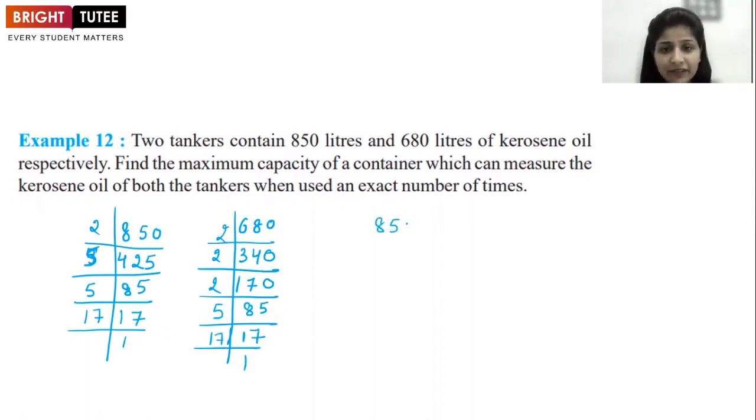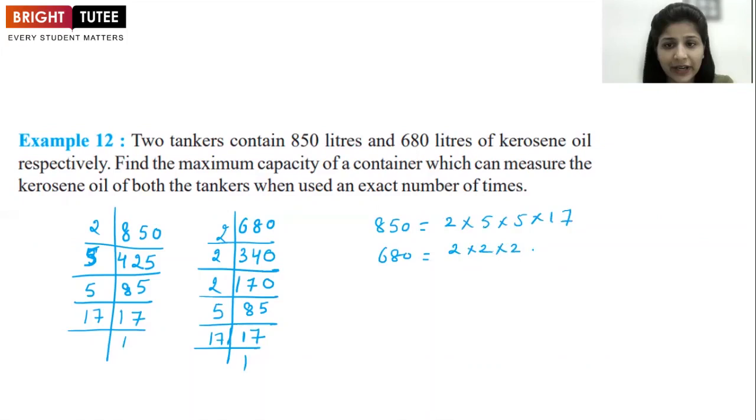So let us write the prime factors of 850 and 680 as the product of prime factors. So when we write that, what are we going to get? 850 can be written as 2 into 5 into 5 into 17. 680 can be written as 2 into 2 into 2 into 5 into 17. Let's take out the common things.